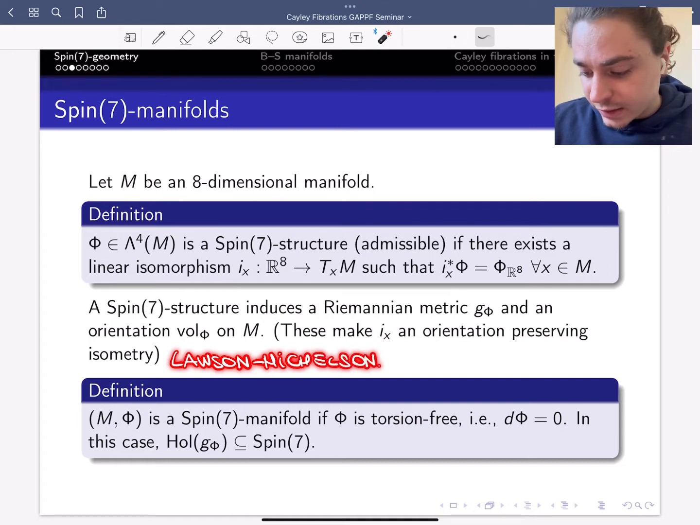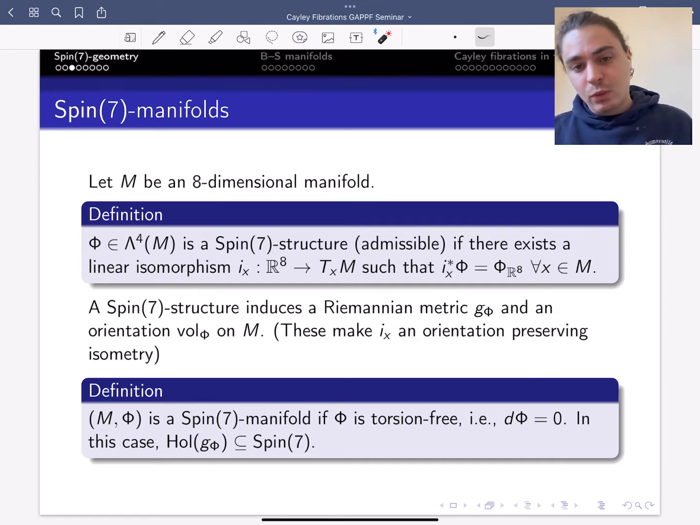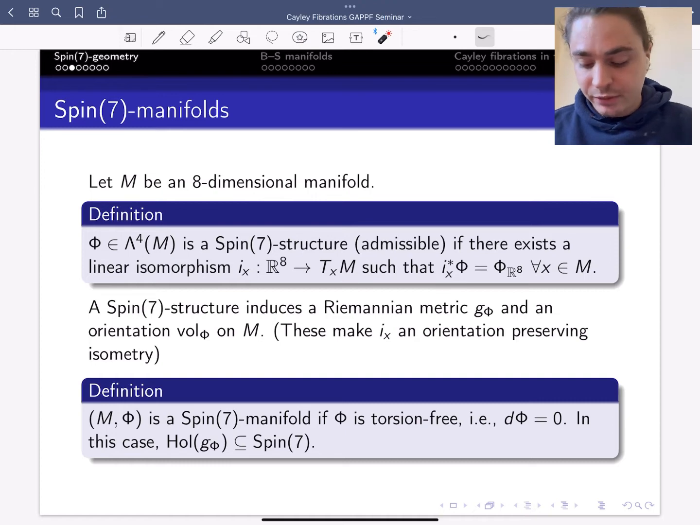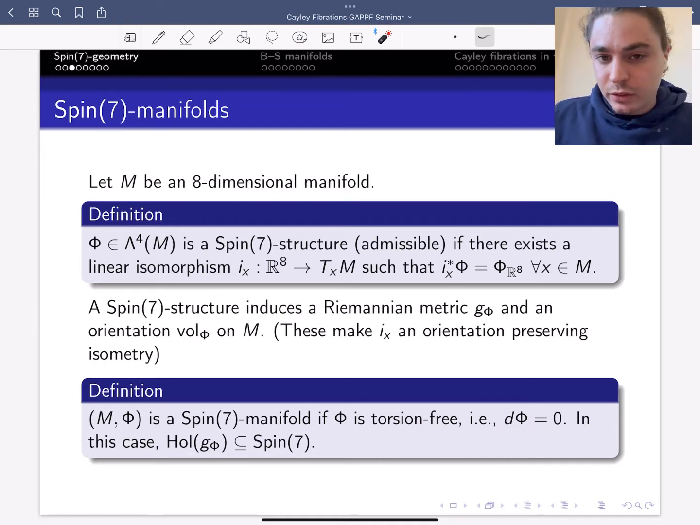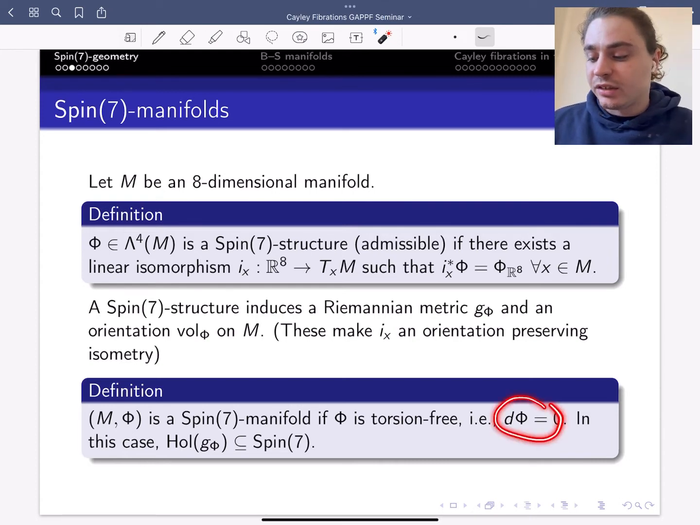And they proved that an 8-manifold admits a Spin(7) structure if and only if some topological conditions are satisfied. So we need to put some additional structure, some additional condition on our 8-dimensional manifold, and the right condition is to require this 4-form to be closed. So a Spin(7) manifold is an 8-dimensional manifold M together with a Spin(7) structure phi such that phi is closed.